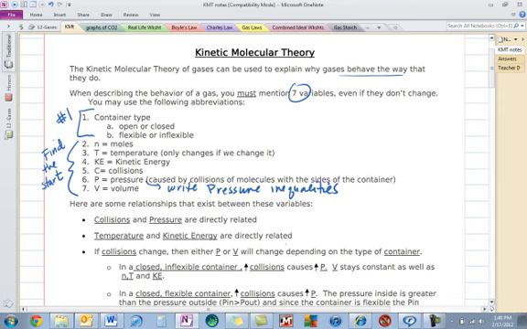Alright, some relationships that exist between variables. Collisions and pressure are directly related since the definition of pressure has to do with collisions. So if collisions go up, pressure goes up. If collisions go down, pressure goes down. Next we have temperature. Temperature and kinetic energy, I already mentioned, are directly related as well, since the definition of temperature is the average kinetic energy of your individual molecules. So as one goes up, the other goes up, or down, and likewise.